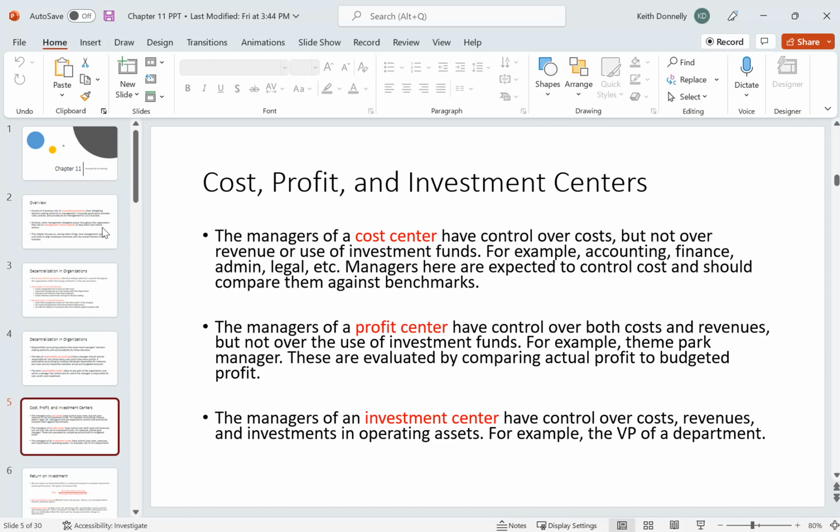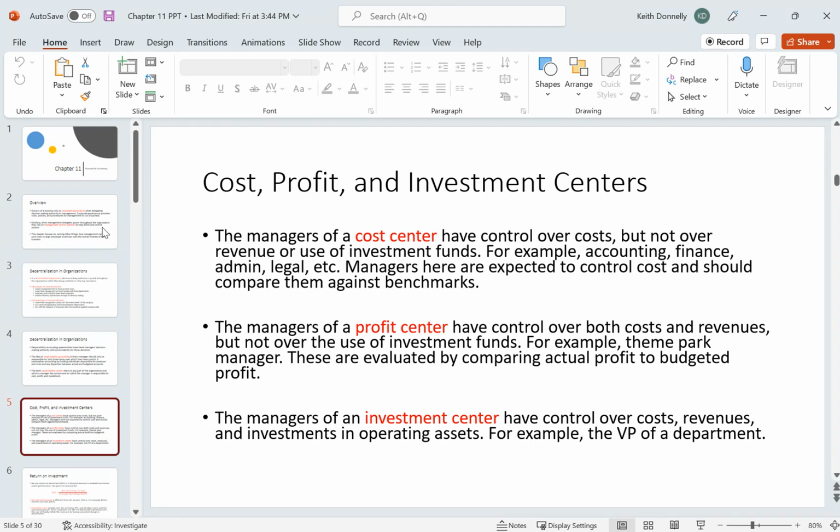Now, the managers of a profit center, in distinction, have control over both costs and revenues, but not over the use of investment funds. For example, a theme park manager. If you manage a theme park, you have control over the costs, the expenses we're incurring, and so on and so forth, and our revenues as well. We're managing the customers that are coming in, the sales. These individuals in a profit center, the managers there, should be evaluated by comparing actual profit to their budgeted profit. We're looking at what these people have control over and then evaluating them accordingly.